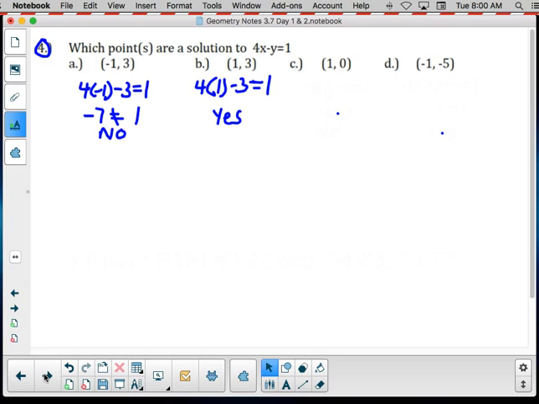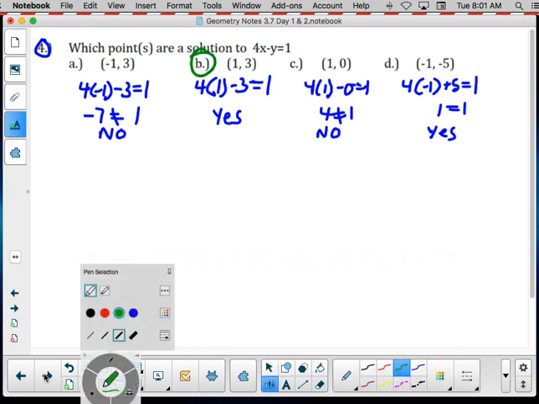So now I do the same thing with D, or C, plugging 1 in for x and 0 in for y. That doesn't seem to make sense. And I do my last one. I plug in negative 1 for x, 5 for y, and that does seem to work. So my two solutions are B and D.